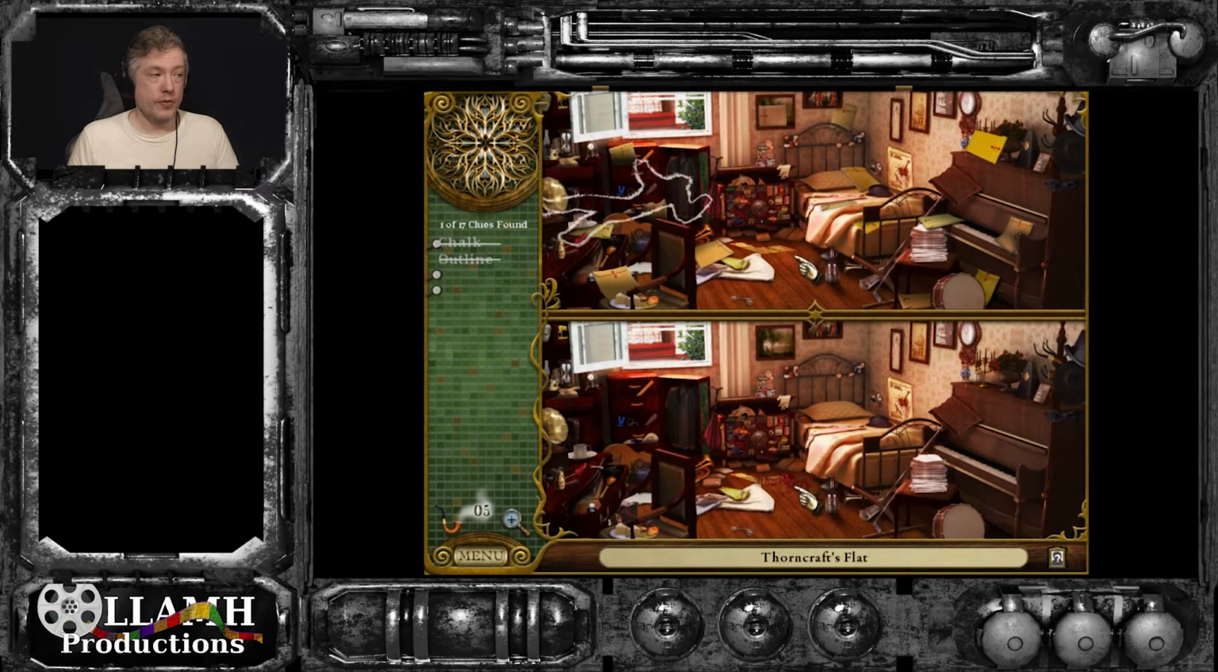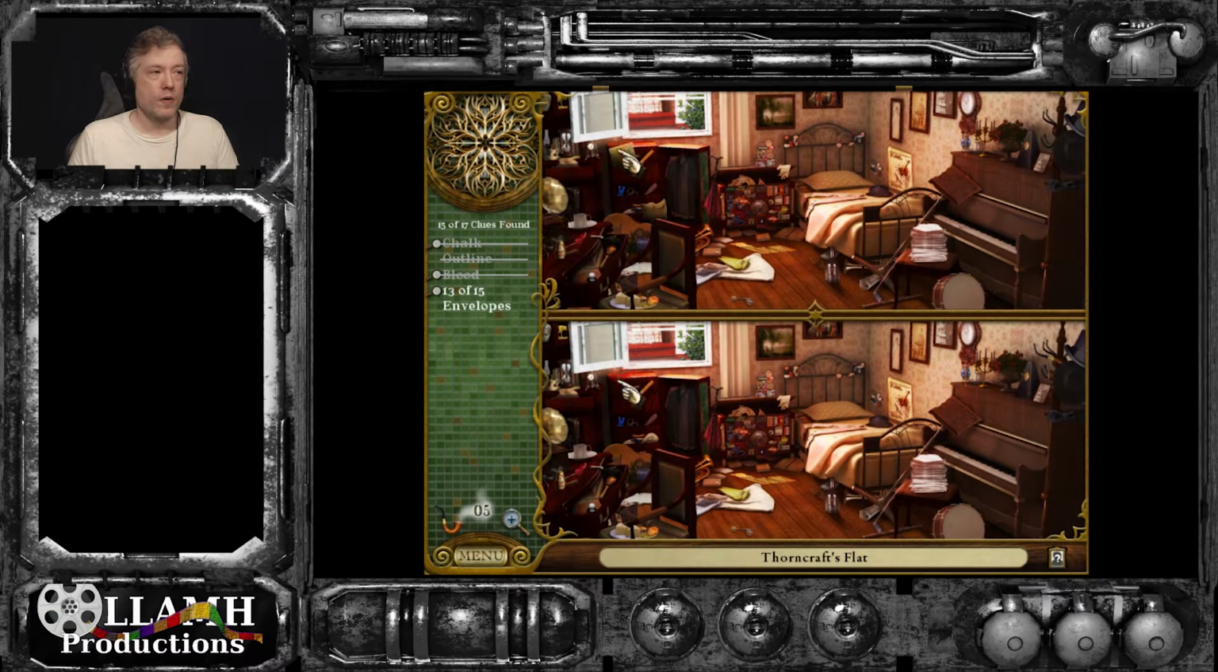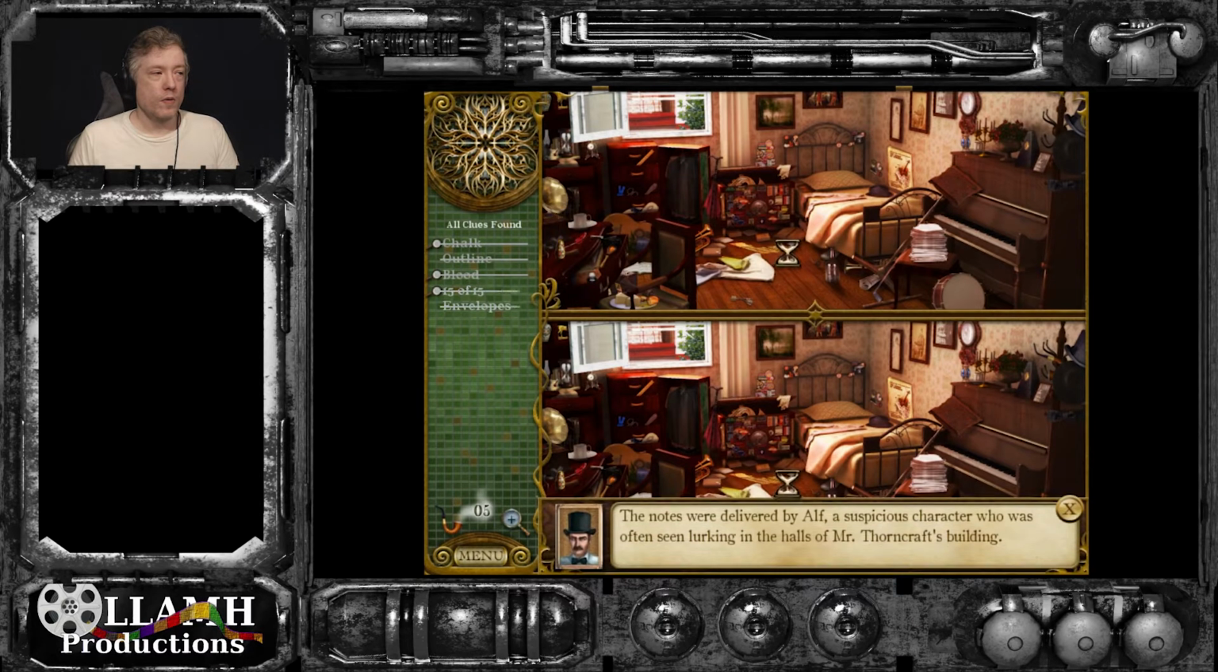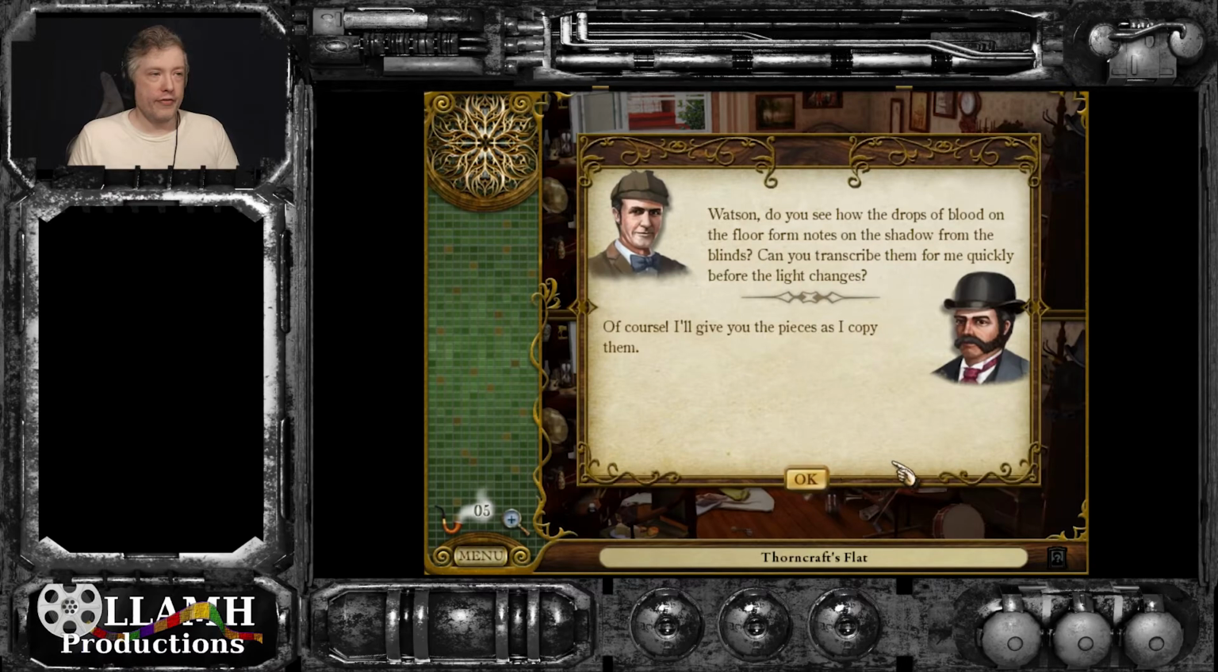So... chalk outline, blood... Oh wow. There are a lot of envelopes. Notes are all delivered by Alf.